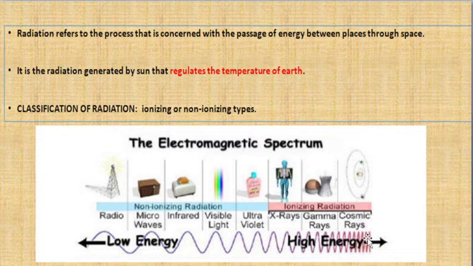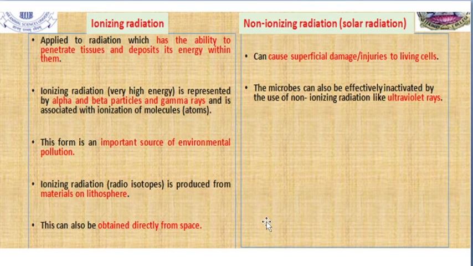And there are other non-ionizing radiations like radio waves, microwaves, infrared, visible light, ultraviolet rays. Okay, so there are ionizing and non-ionizing radiations. Ionizing radiation applies to radiation which has the ability to penetrate tissue and deposit its energy within it. Okay, this is ionizing radiation.